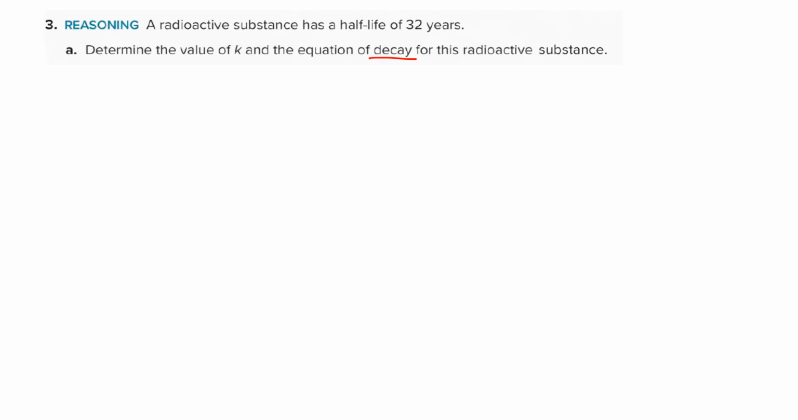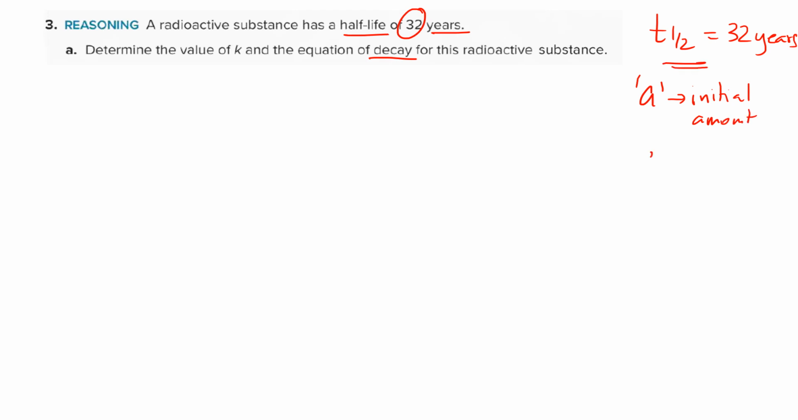Now for this question, there are some things which are already mentioned to you. For example, the radioactive substance has a half-life of 32 years. So what is this 32 years? It's basically T half, meaning the time period or the number of years in which the substance reduces to half the quantity. So for example, if a substance is initially amount A, this is the initial amount, then after the half-life, it will be reduced to half. So A divided by 2, or we can convert to decimal also, 0.5A.